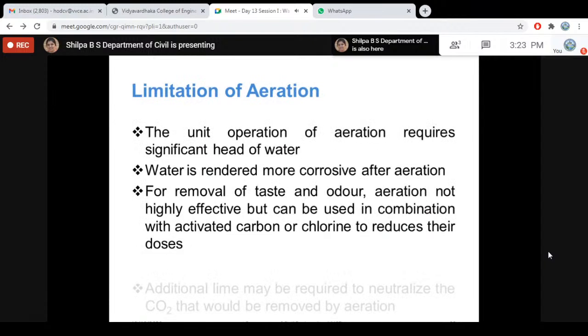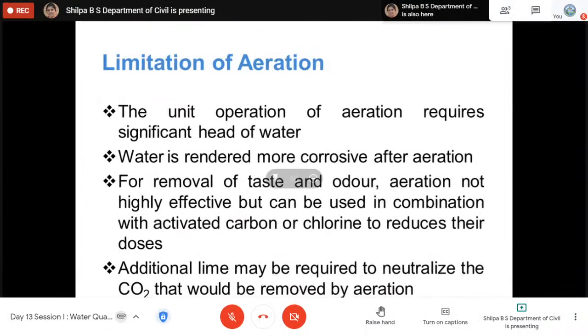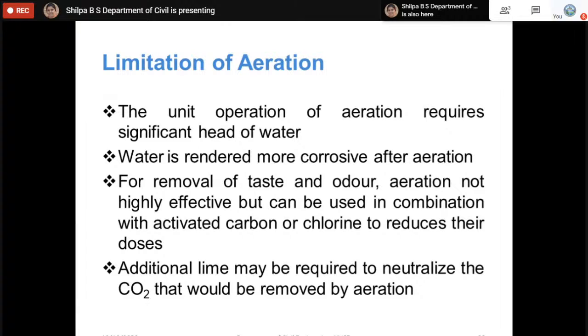The limitation of aeration is that it requires a significant head of water for efficient working, and at the same time, if we do more aeration, because of the increase in DO, the water will become more corrosive. And for removal of taste and odor, aeration won't be very effective at higher concentrations. Along with carbon dioxide or some adsorption process, it will be efficient.